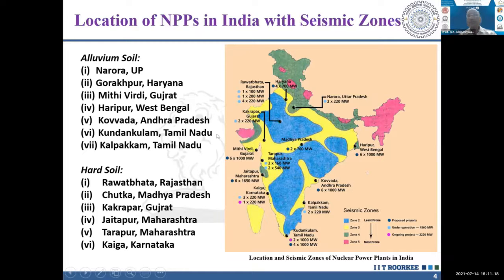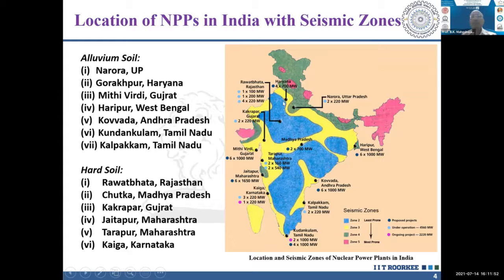Fortunately, we do not have right now any nuclear power plants or proposed NPPs in seismic zone 5. But still, we have a couple of NPPs in zone 4. For example, Narora in UP, which already exists, is on alluvium soil and in seismic zone 4. So this is a typical example where SSI is applicable for nuclear power plants in the country. Then we have Haripur in West Bengal, which is also in zone 4. Then we do have Jaipur, but Jaipur is fortunately on hard soil. Then there are others which are coming.